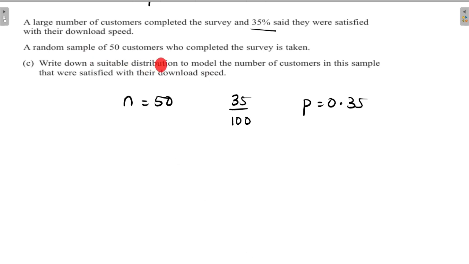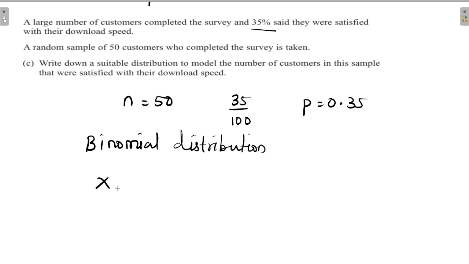Now write down a suitable distribution. We know the number of customers is 50 and the probability, so the suitable distribution is the binomial distribution. X is binomially distributed with n, p as 50, 0.35. This is the suitable distribution.